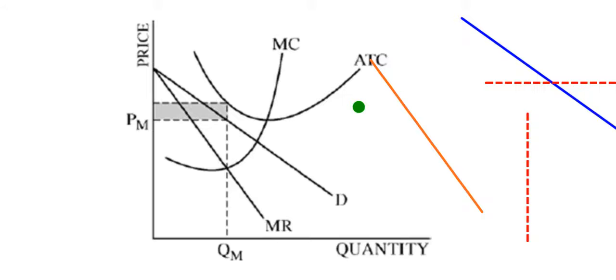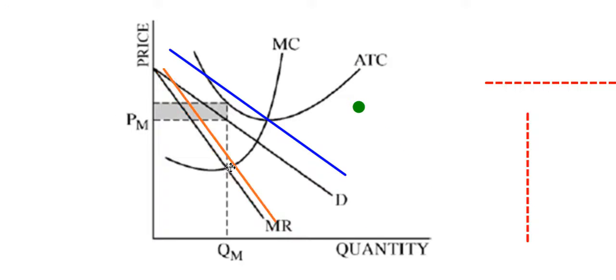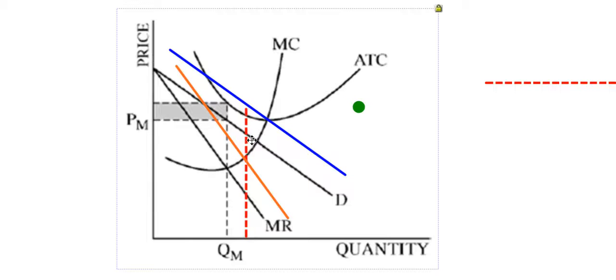Well, think about this. If we shift everything to the right, so we're going to shift our demand to the right, we're also going to shift our quantity produced. If demand shifts to the right, then our marginal revenue shifts to the right as well. So now we're at a quantity produced that's going to be higher because now our marginal revenue crosses our marginal cost right here. So we're going to end up being right here.